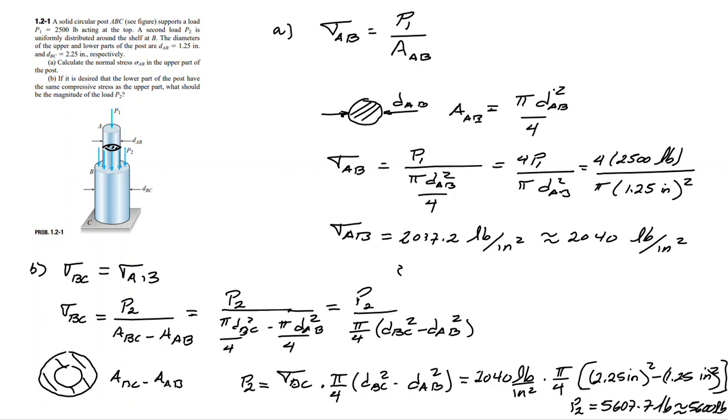So the key here was to identify that to solve part B, I have to make the normal stress in BC equal to the normal stress in AB, and to understand that for this normal stress in BC, as P2 is acting only in this area in the form of a ring, you have to find the quotient of P2 with the area of this ring, right? So this is the key to solve this problem.